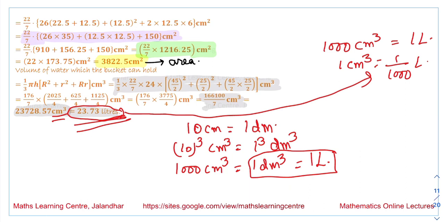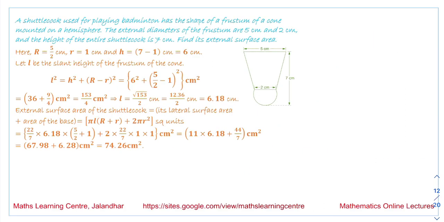Now the next question we have is, a shuttlecock used for playing badminton has the shape of a frustum of a cone mounted on a hemisphere. So this part we are saying is the hemispherical part, and this is the frustum of the cone we are talking about. The external diameters of the frustum are 5 centimeter and 2 centimeter, and the height of this entire shuttlecock is given to be 7 centimeters.